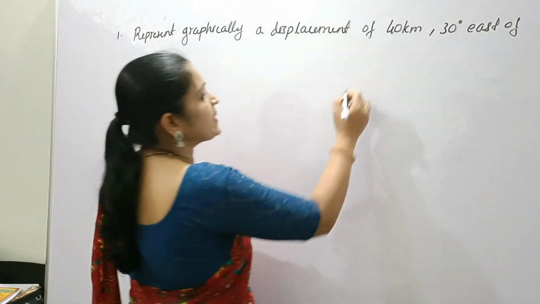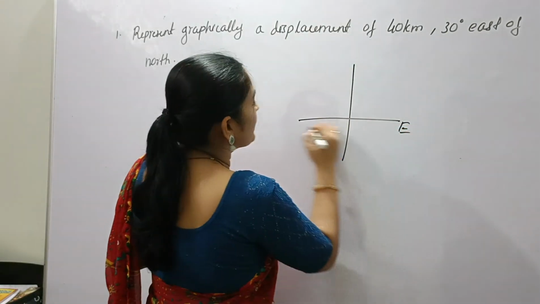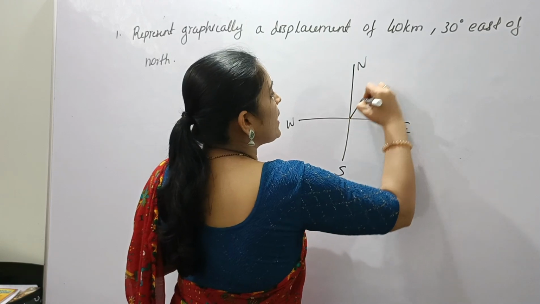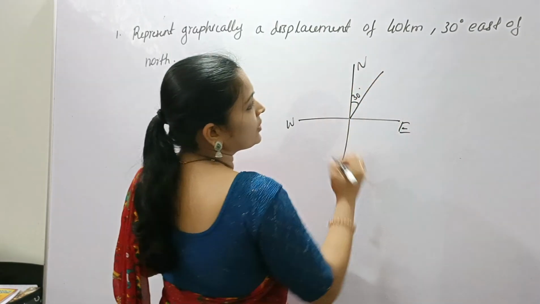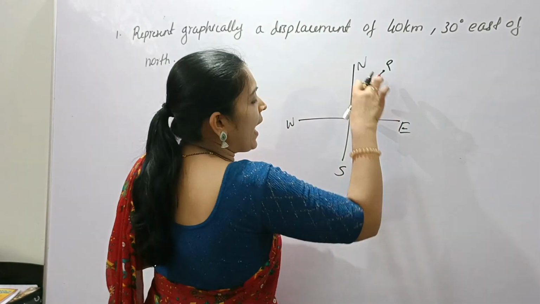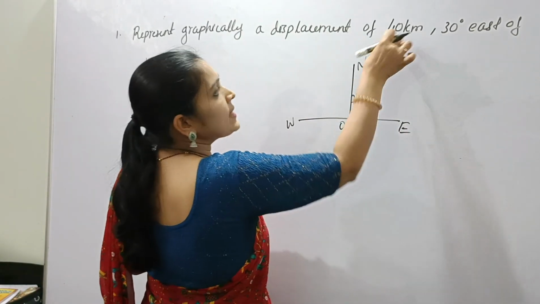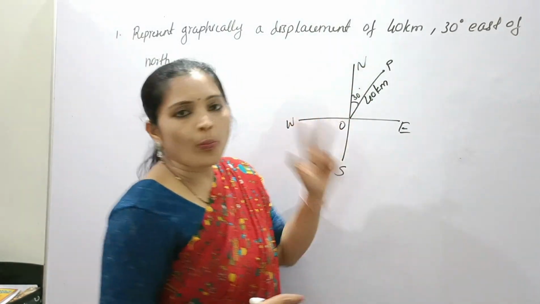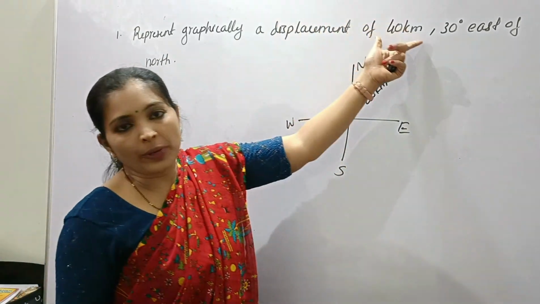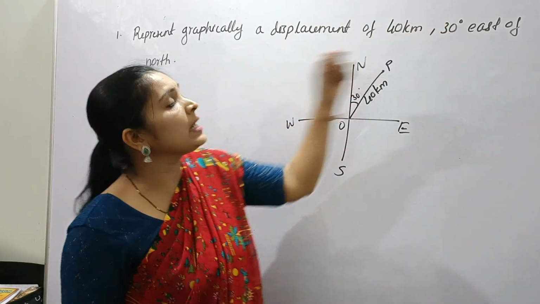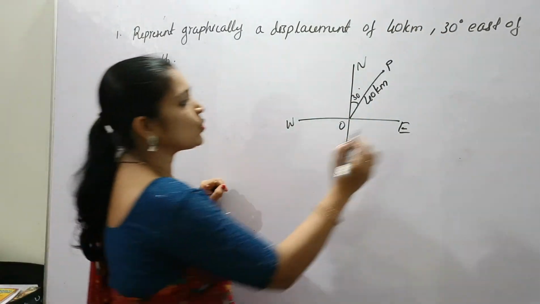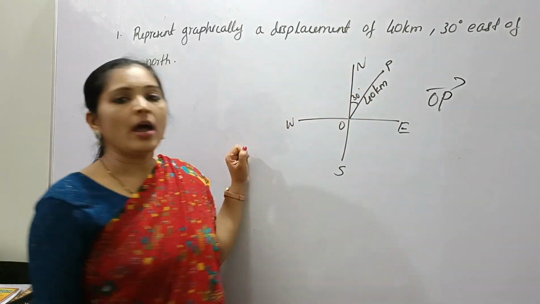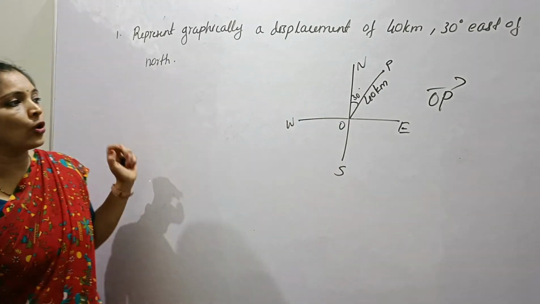So here, first of all, let's represent the directions east, west, south, north, and it is given 30 degree east of north. Let's take the points B and O. This distance is nothing but 40 km. Here vector OP is the required displacement of 40 km with the direction 30 degree east of north.